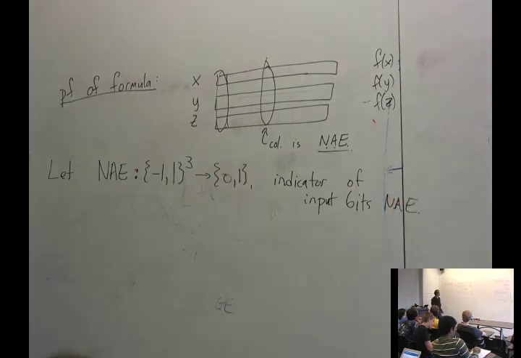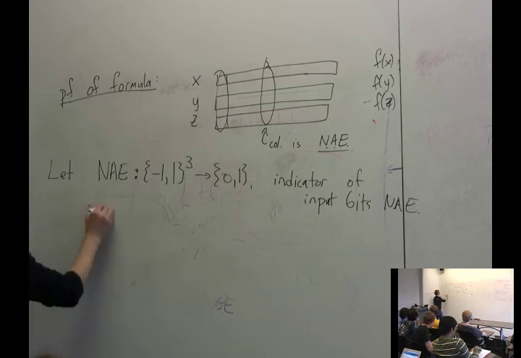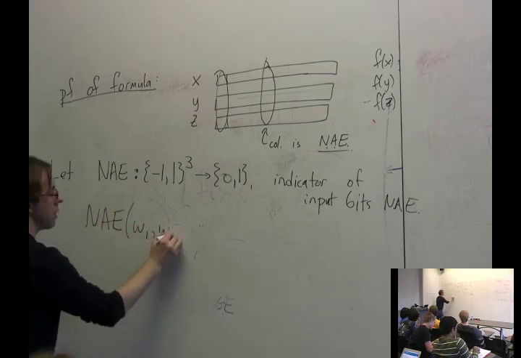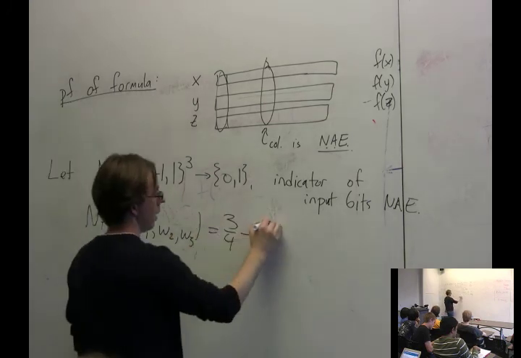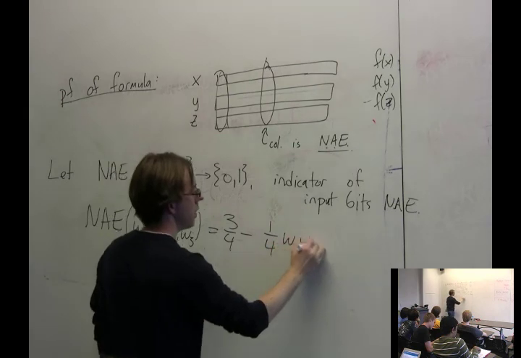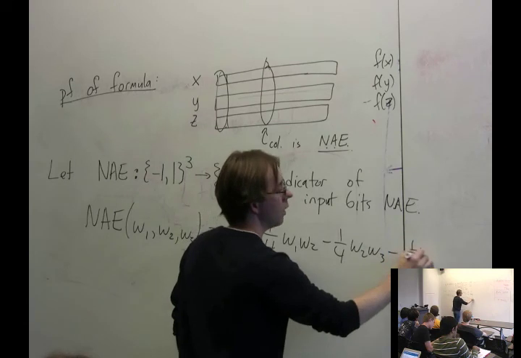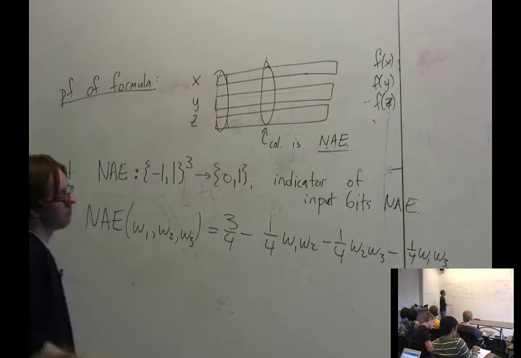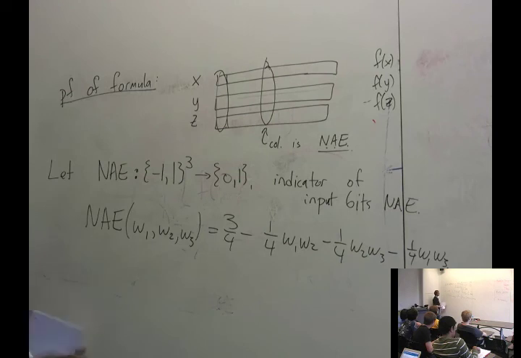OK. So I could have, on your homework, asked you, please tell me the Fourier expansion of this function. And you would have then told me this. On the bits w1, w2, w3, it's equal to 3/4 minus 1/4 w1 w2, minus 1/4 w2 w3, minus 1/4 w1 w3. So it's degree 2. It actually has no degree 1 part. In fact, it's an even function, if you remember what even means. Oh, that's not quite. Well, anyway.